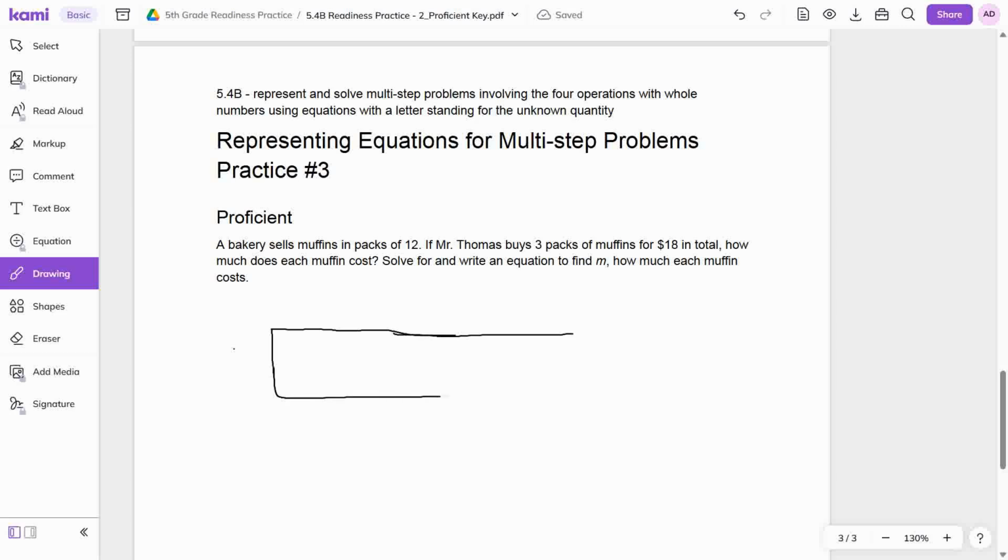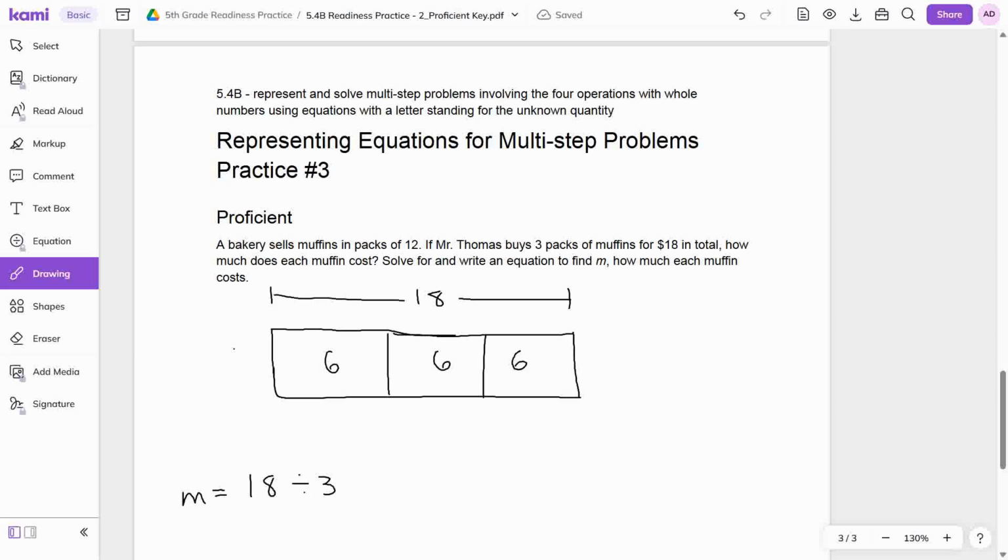All right, so what I've got here is I've got my 3 packs, and my total is $18. All right, so if we can assume that each pack costs the same amount because they're identical packs, we need to take that 18 and divide it, and we're looking for M. Let's take our 18, we're going to divide that by 3, and what do we get? We get $6 a pack. All right, so 6, 12, 18. So each pack costs $6.